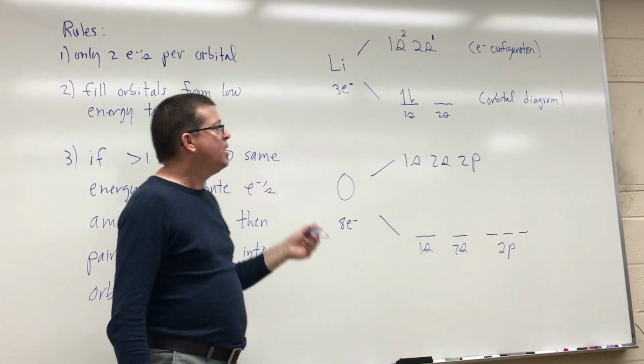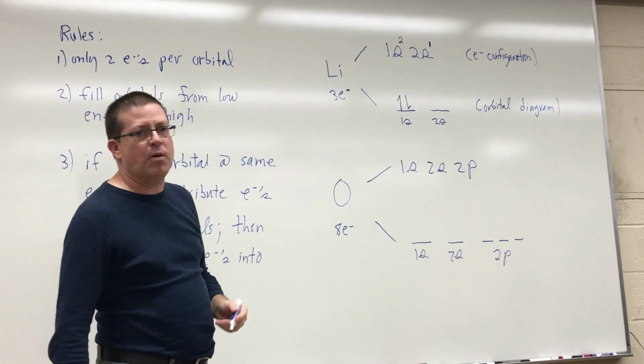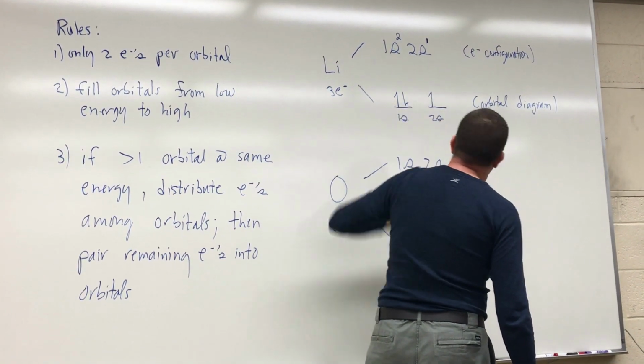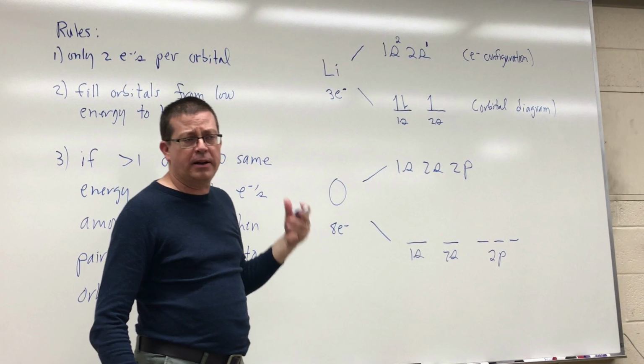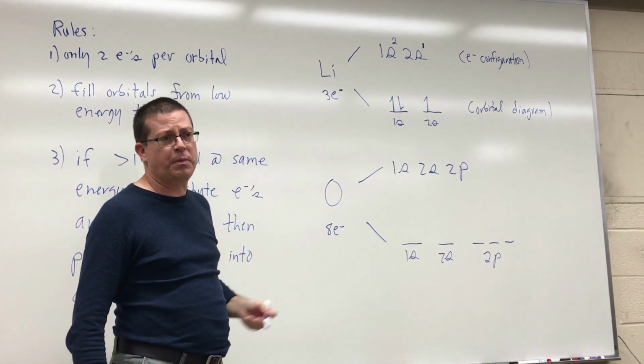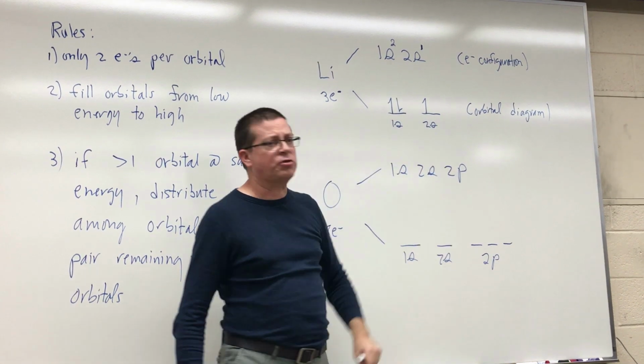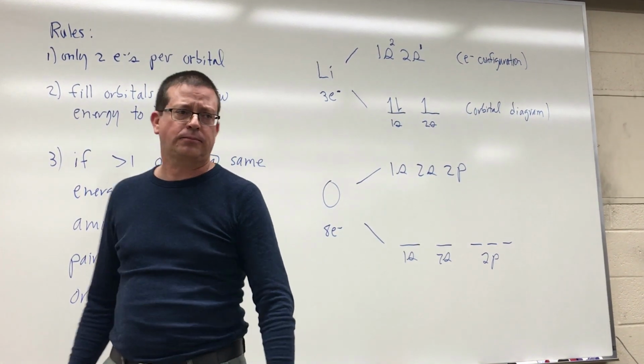All right, so now I've got to get an extra electron into the 2s. That's where the 3rd one goes. So we'll just put it in there as spin up. I could have put it in spin down as well, but normally by tradition we just start spin up and then go to spin down. Okay, so there's my orbital diagram. Pretty straightforward for the case of lithium.